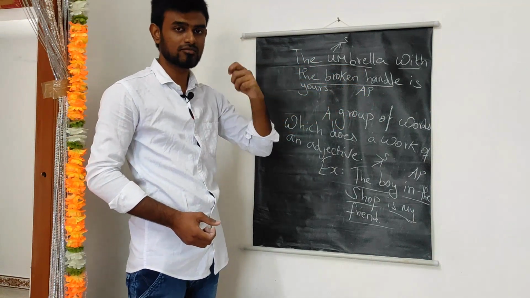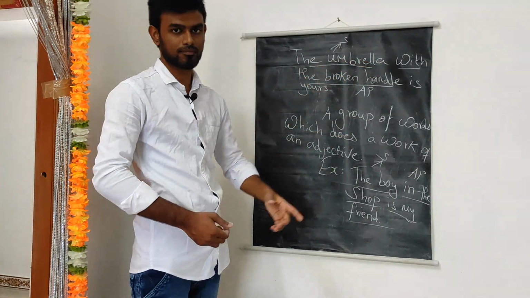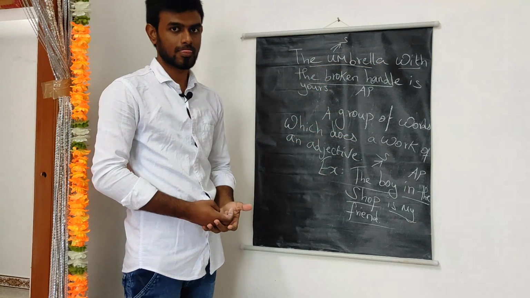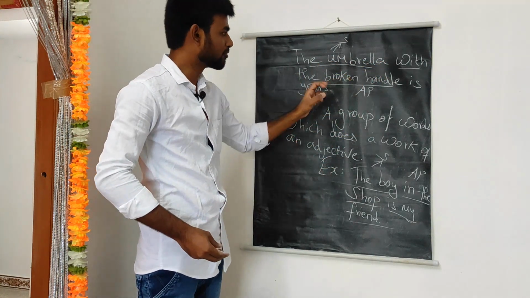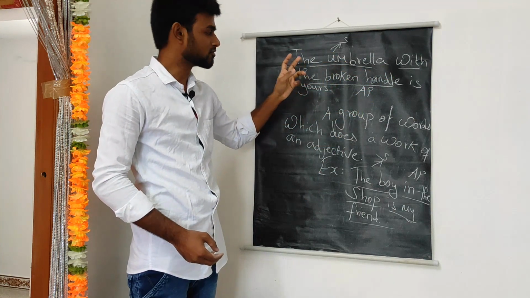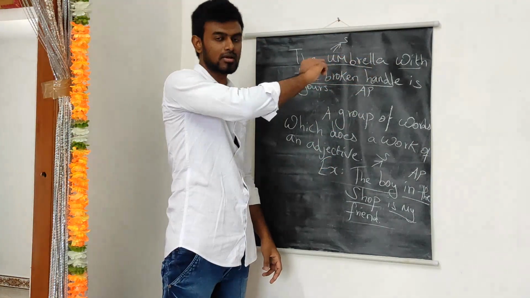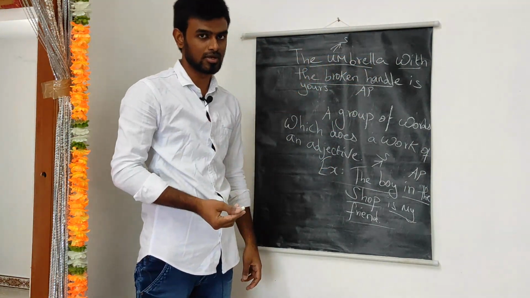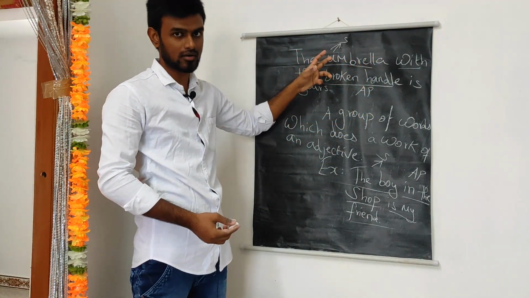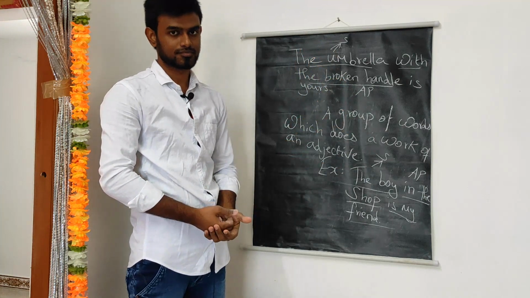I am giving the extra information about the subject, the umbrella, that it is with the broken handle. The umbrella with the broken handle is yours. So here, with the broken handle is doing the work of an adjective, so it is called an adjective phrase. It has a group of words but it does not have any subject and predicate, so it is called a phrase. It is qualifying the noun umbrella, so it becomes an adjective phrase.